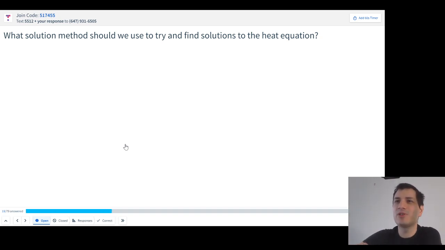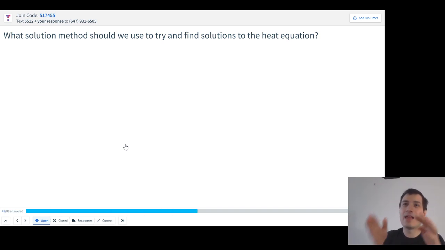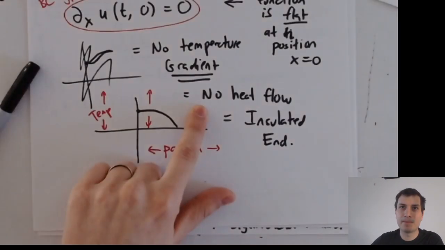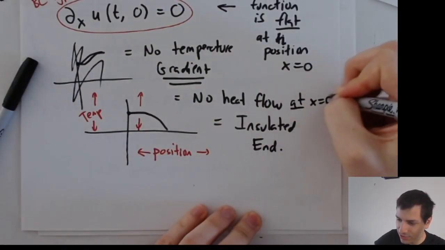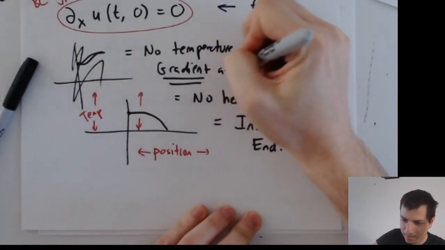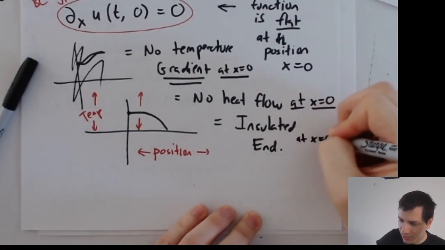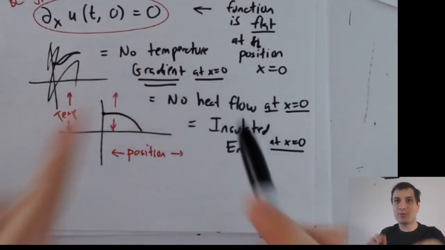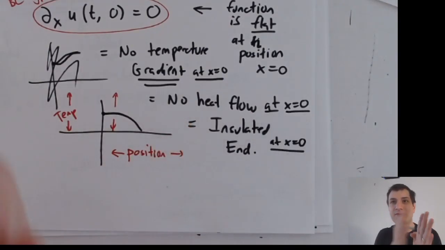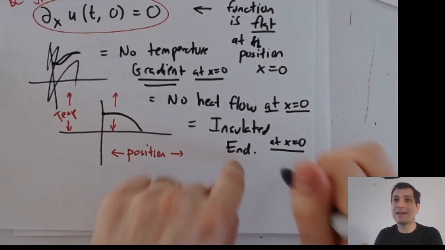Okay, someone in the chat is asking, if there is heat flow from one side of the bar to the other, why do we say that there is no flow? When I wrote no heat flow, maybe I should have said no heat flow at x equals 0. This is all at x equals 0. This condition means there's no temperature gradient right at the end of the bar, which means there's no heat flow right at the end of the bar, which means that end is insulated.